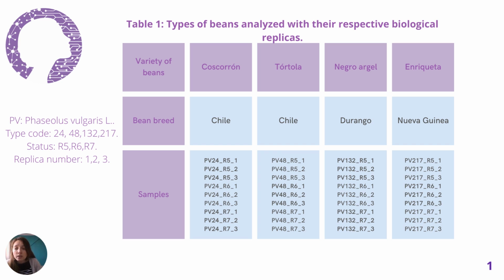The Coscoran and Tortola varieties are of the Chile breed that belong to the Andean gene pool. The Negro Argel variety of the Durango breed belonging to the Mesoamerican pool, while the Enriqueta variety is part of the Nueva Granada breed that belongs to the Andean gene pool. The Nueva Granada and Durango breeds in this research have been incorporated as a comparison with respect to the Chile breed.